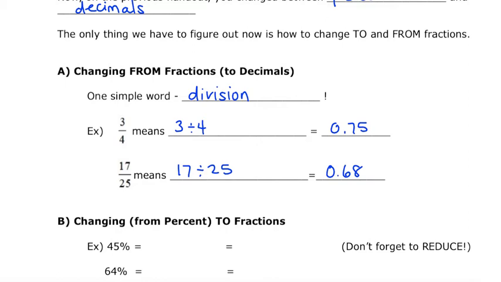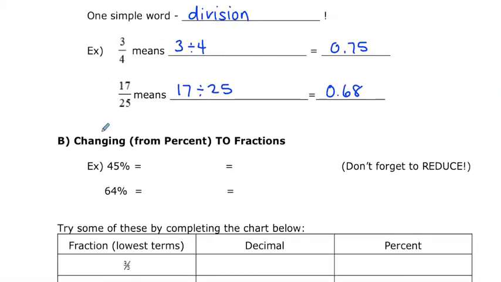And next, we're going to see how we change from a percent to a fraction. So remember that the word percent means per 100, right? So 45% means 45 per 100, so 45 over 100. And in order to write this as our final answer, we have to reduce it. So we have to put it into lowest terms.